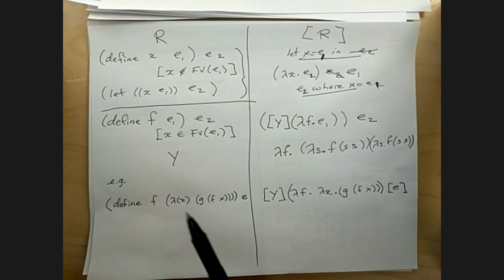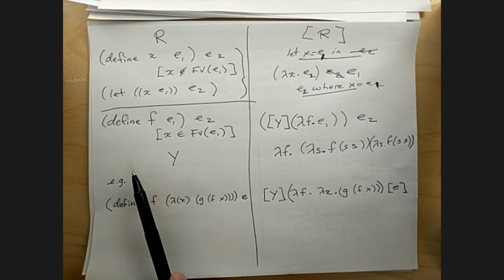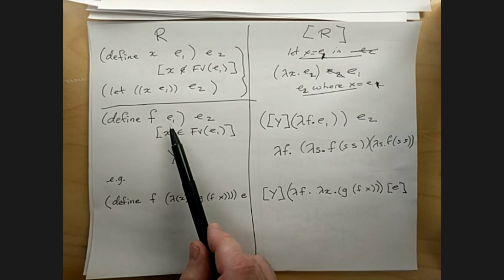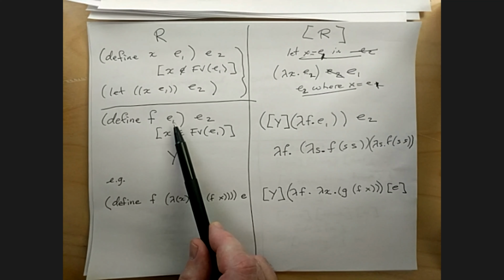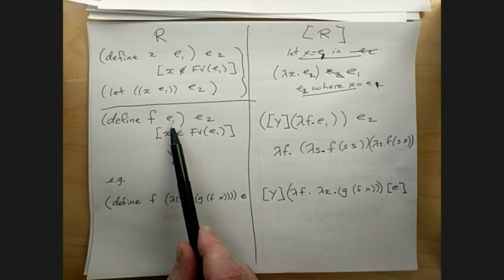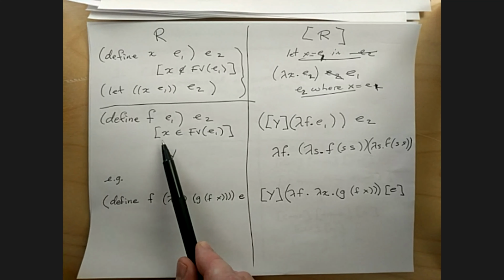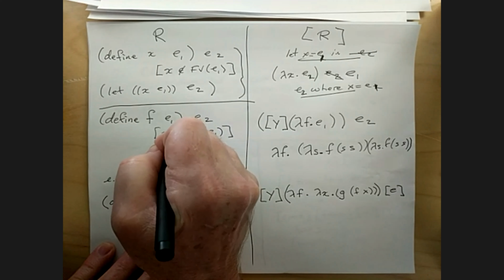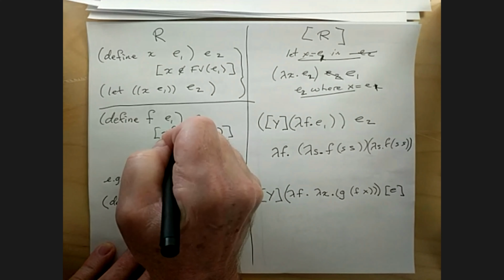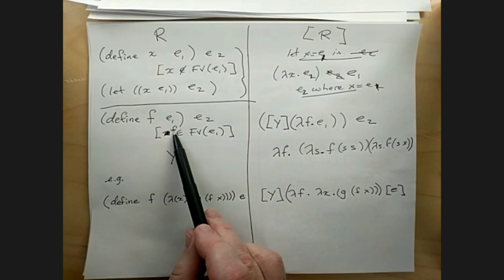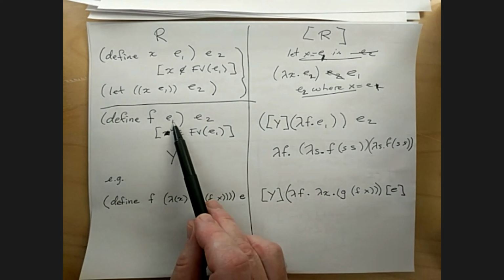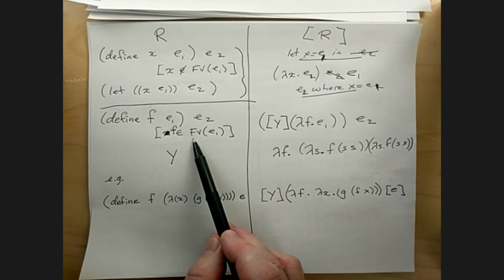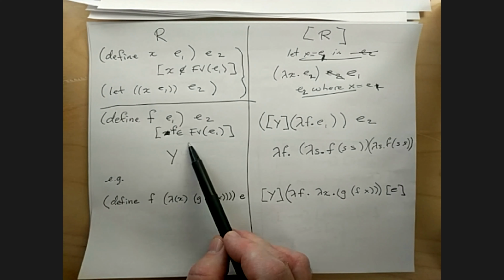Here we have a case where F is defined to be the result of E1, but F is in the free variables of E1. So E1 is a recursive definition. Okay, so how are we going to deal with that?